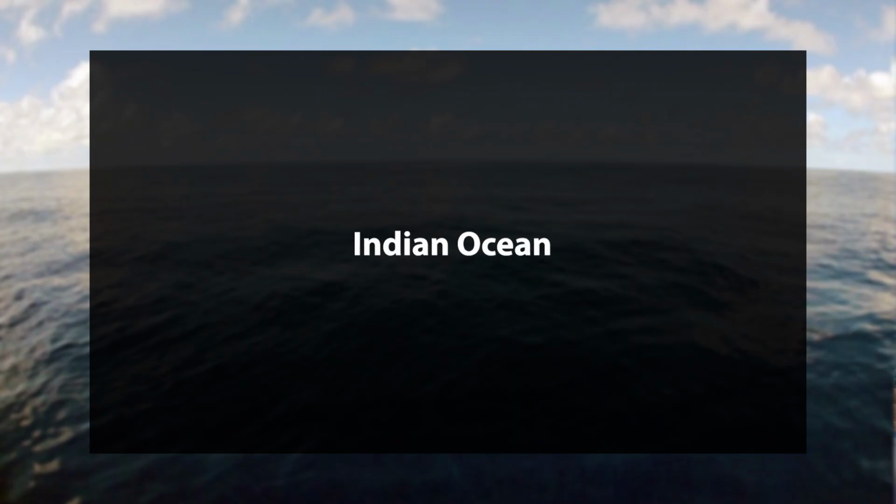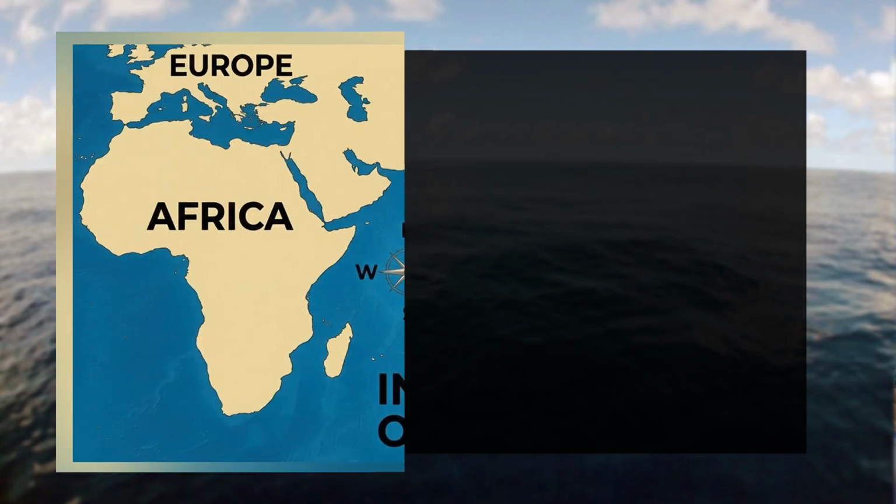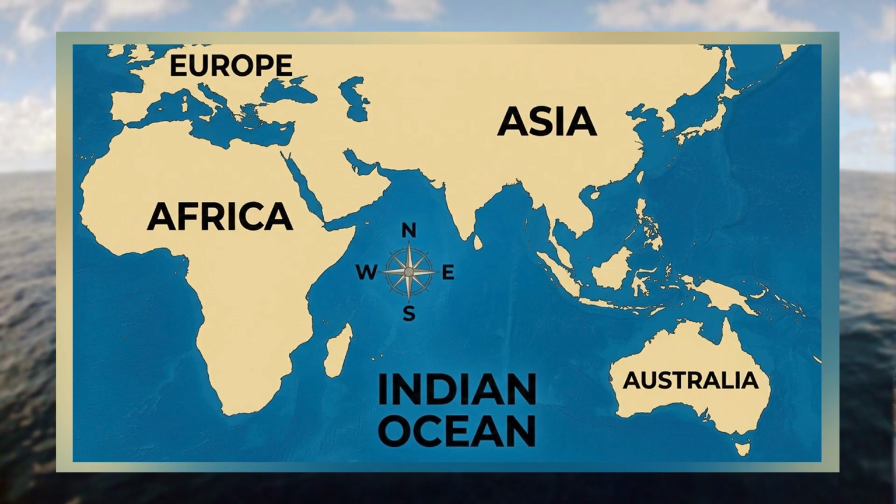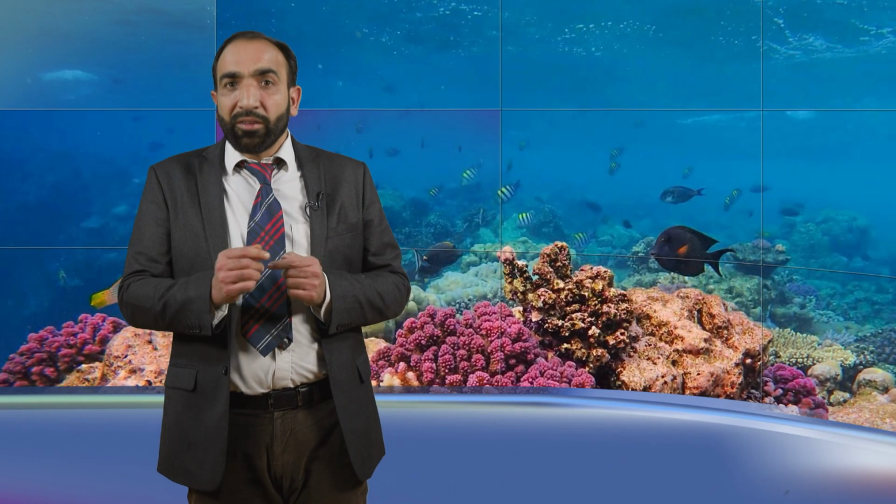Now, the third one is the Indian Ocean. The Indian Ocean is slightly smaller than the Atlantic Ocean and has about the same average depth. It is mostly in the southern hemisphere, south of the equator, or below 0 degrees latitude. The Indian Ocean was named for its proximity to the subcontinent of India.